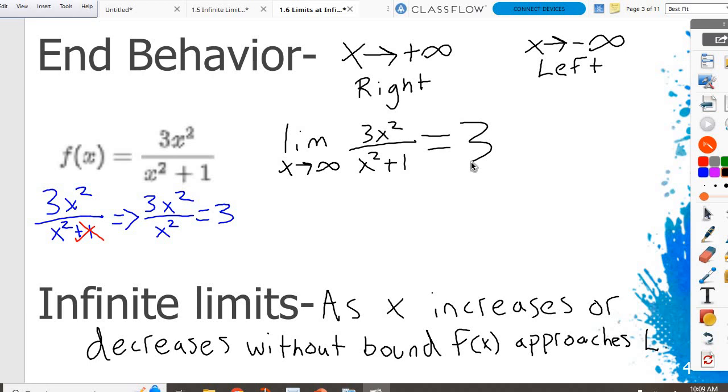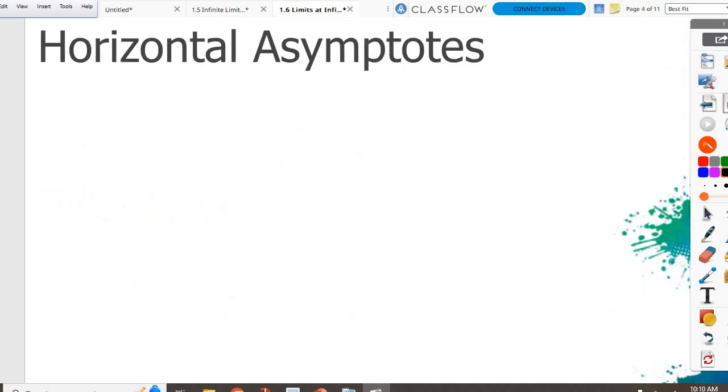So like I said, this was us thinking through it. I'm going to show you how to algebraically do it here in just a second. Are you with me? Because this does kind of feel like cheating, I know, because we just got rid of a 1. But I'm going to show you why it actually works like that here in just a second. So, horizontal asymptotes basically are limits at infinity.